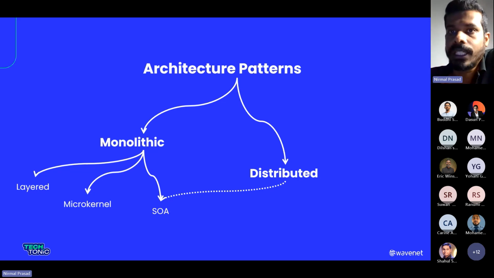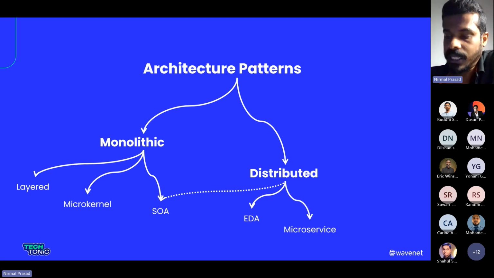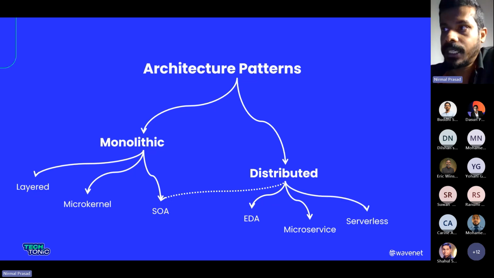If you can recall the service-oriented architecture, in the middle layer we can distribute, and in some areas, the ESB layer and shared database, you can still use the monolithic way. That's why it's categorized as monolithic distributed architecture. And the pure distributed architectures are EDA, which means event-driven architectures, and microservice architectures, and these days the very popular serverless architectures.